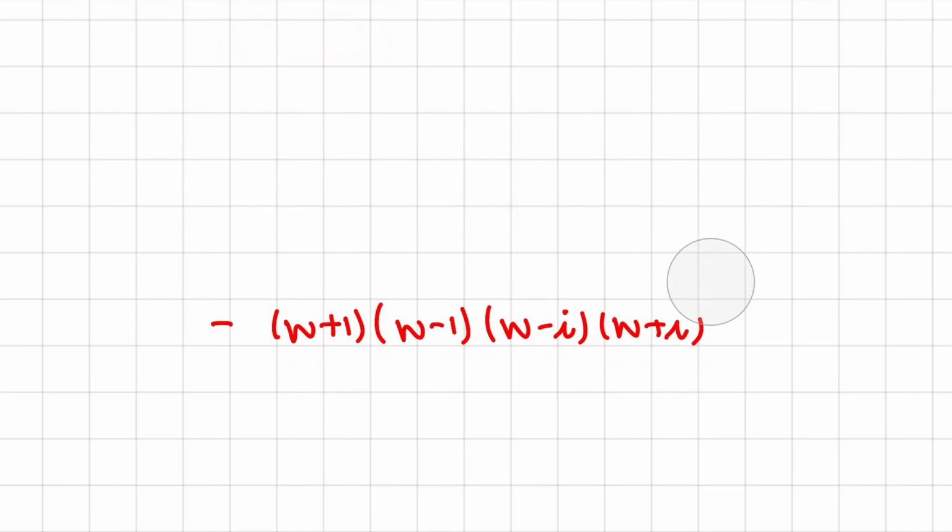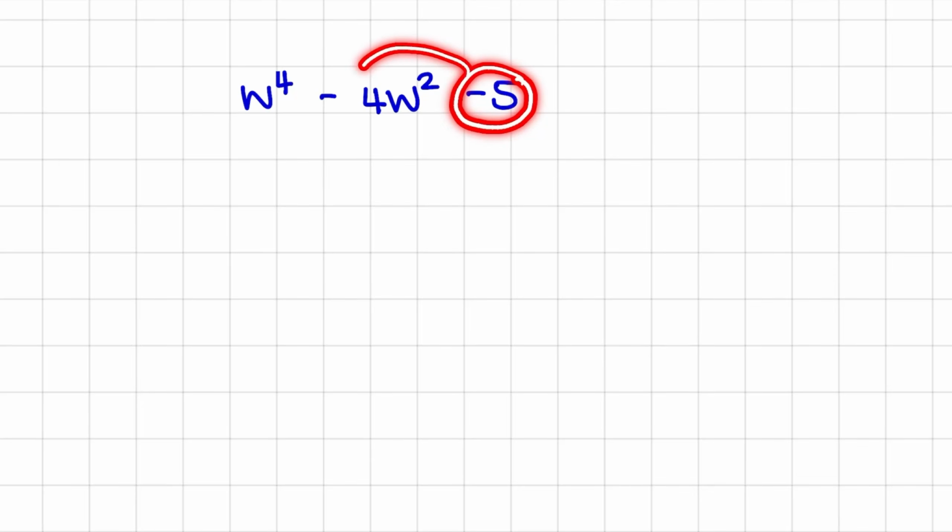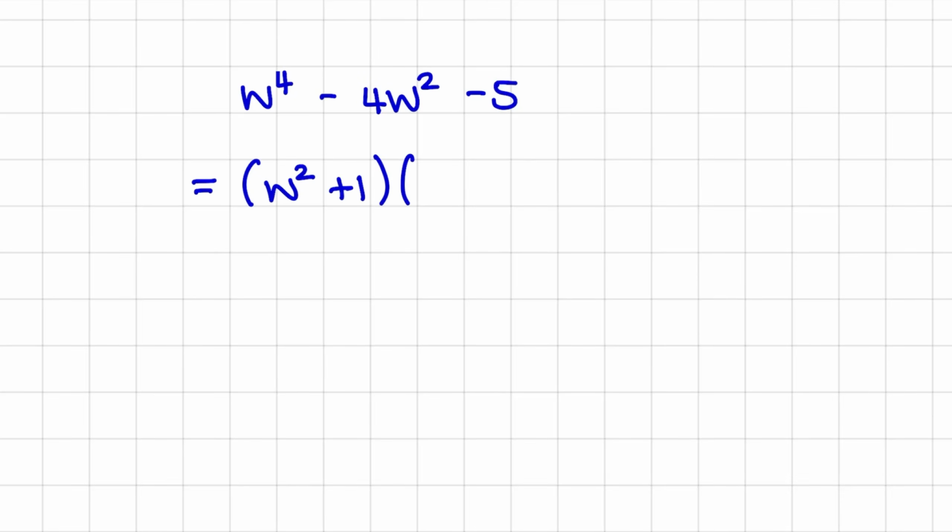Now let us look at a second example. Let's say we have w to the power of 4 minus 4w squared minus 5. Now if I consider this to be a normal trinomial, I notice that I can use the factors of 5 to create our middle term of negative 4. So when I factor that trinomial, I'll have w squared plus 1 times w squared minus 5.